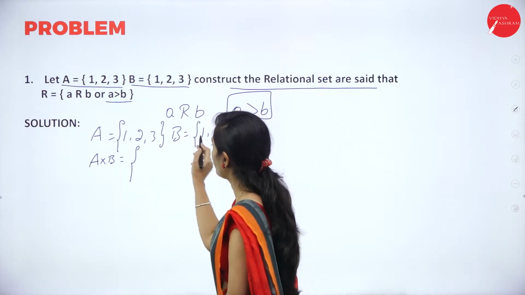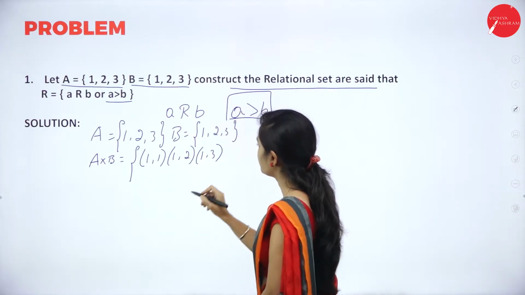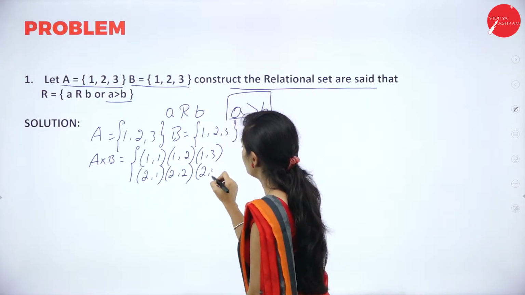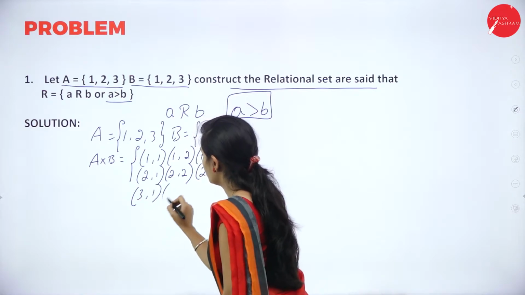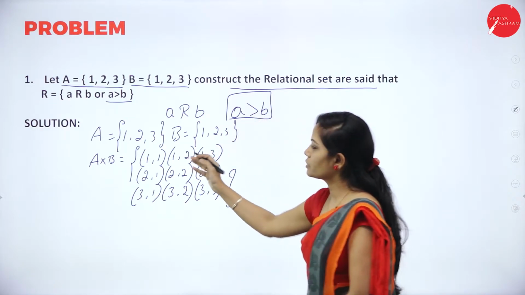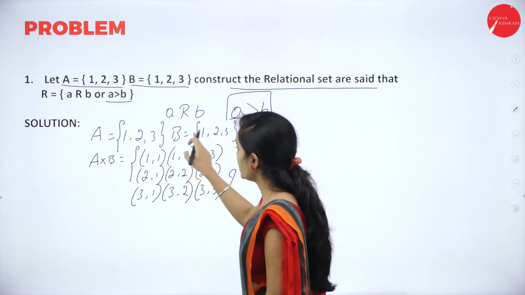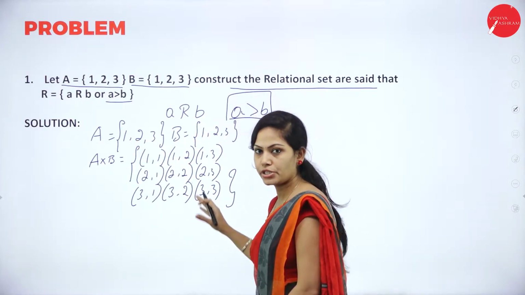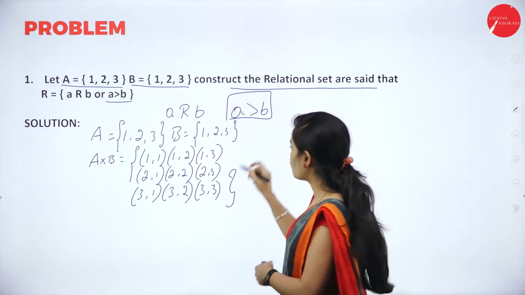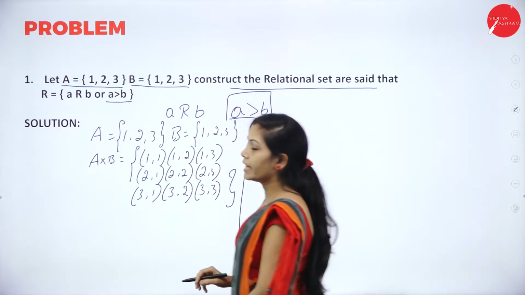So A cross B is (1,1), (1,2), (1,3) and (2,1), (2,2), (2,3) and (3,1), (3,2) and (3,3). So this is your relation of A and B. So A cross B is {1, 2, 3} cross {1, 2, 3}. You just find the Cartesian product, so you will get the A cross B product. After finding this Cartesian product, you can find the relation for A is greater than B.